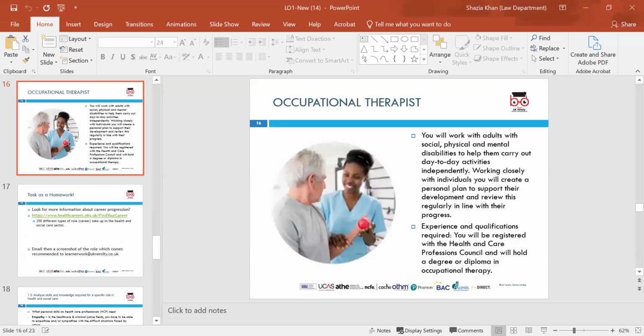Occupational therapist: again, you need a degree to become an occupational therapist as well. It's not something you would just gain just like that. If you practice, you need a degree in occupational therapy, and that degree has to be approved by the Health and Care Professions Council, HCPC, and you must be registered with them. Different universities have different requirements, but you must have a degree or diploma in occupational therapy.